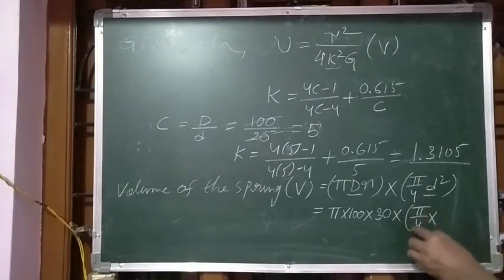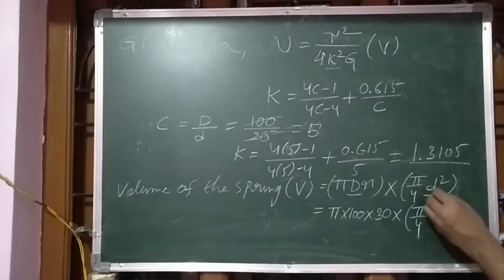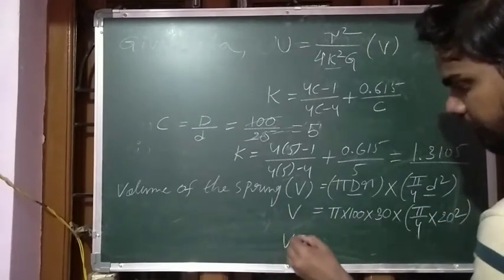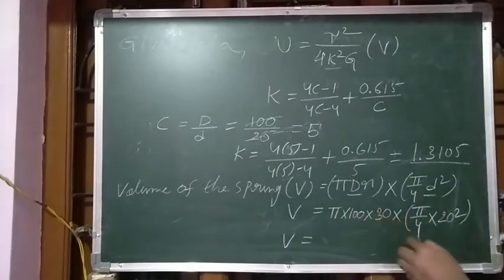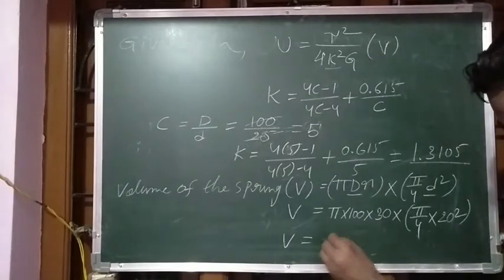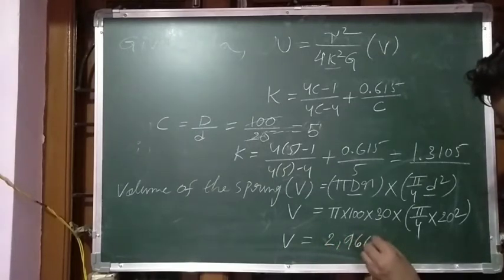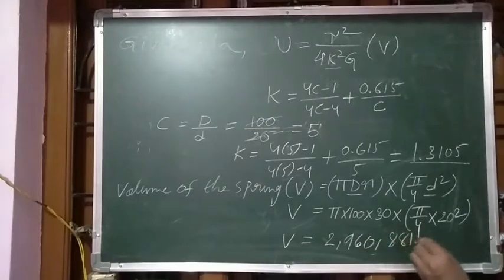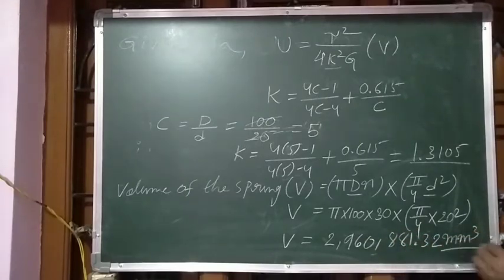So pi by 4 into d square, where d value is 20, so 20 square. Then just calculate this term and you will get the volume of the spring. The final value is 2960881.32 mm cube. Volume unit is mm cube.